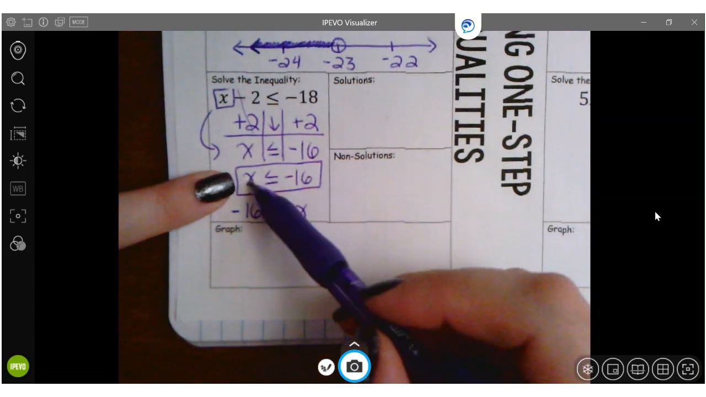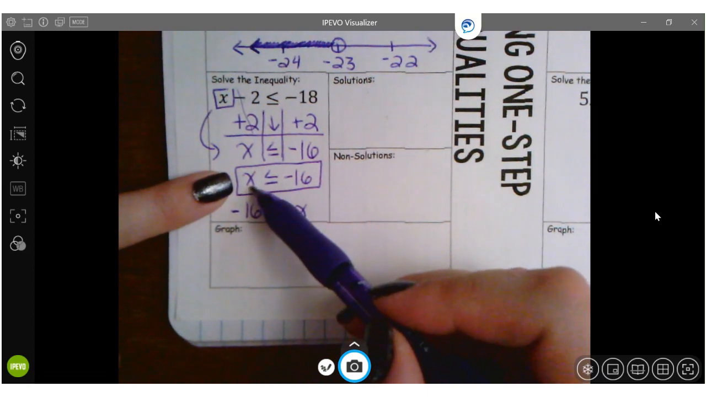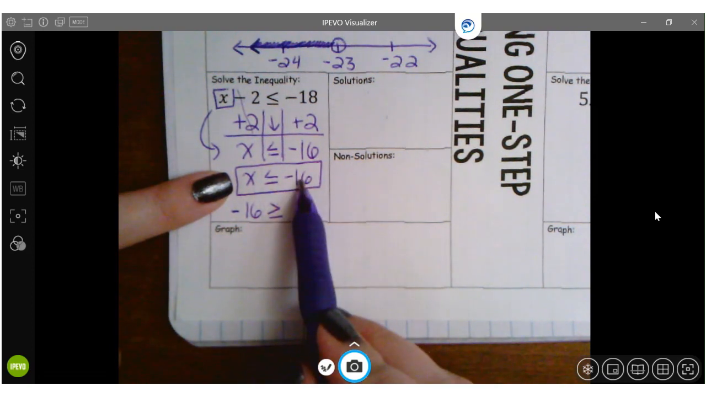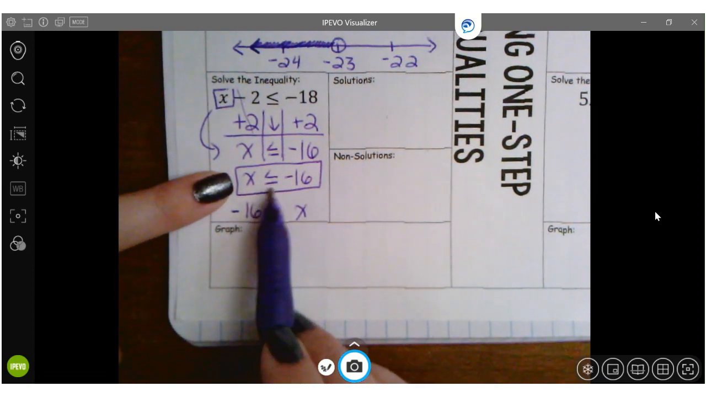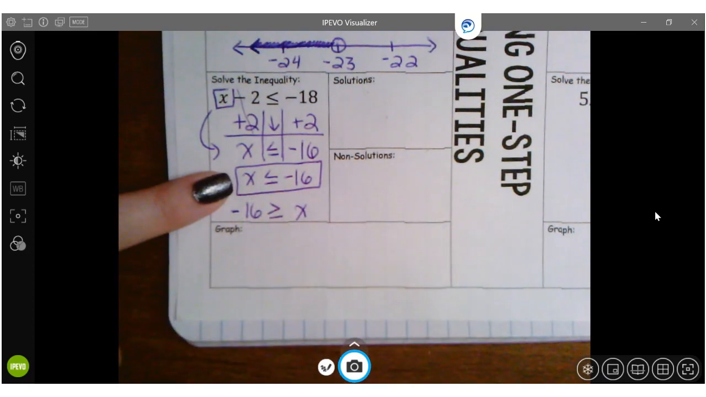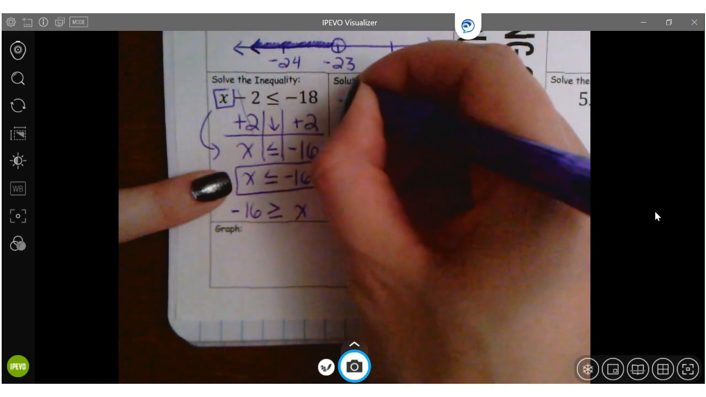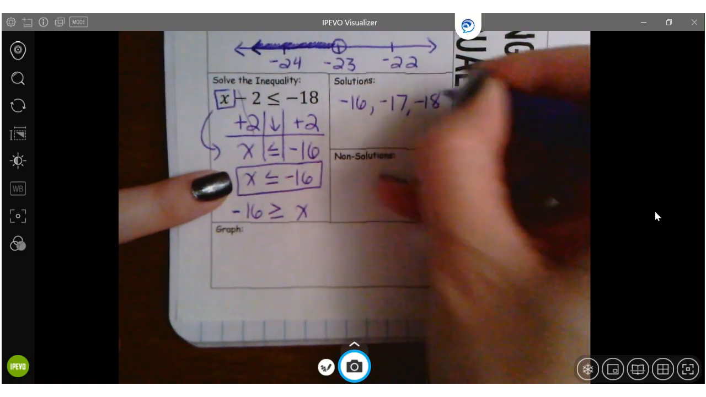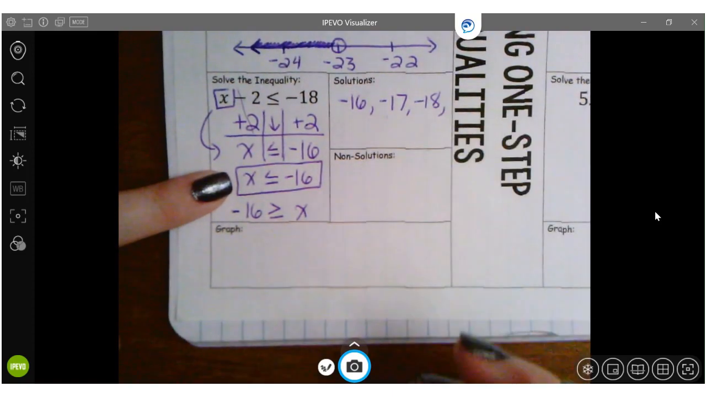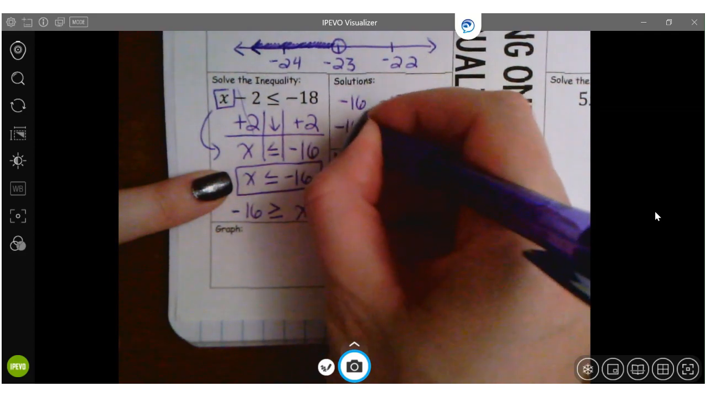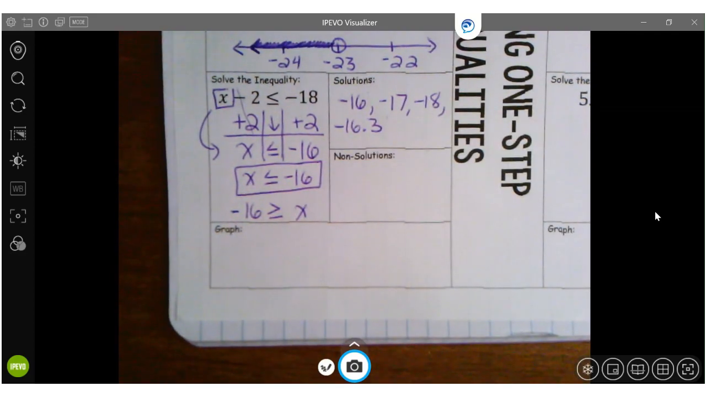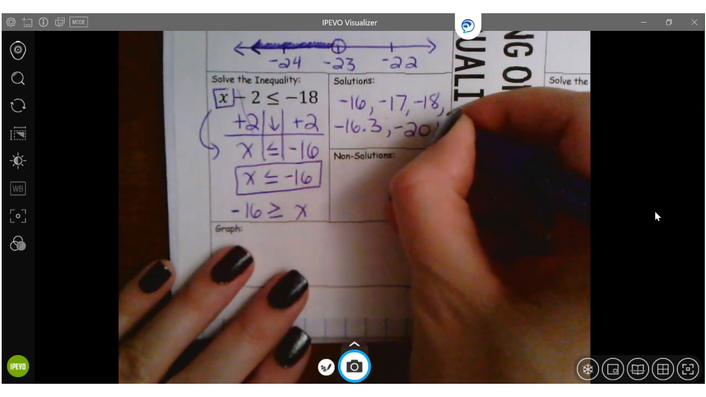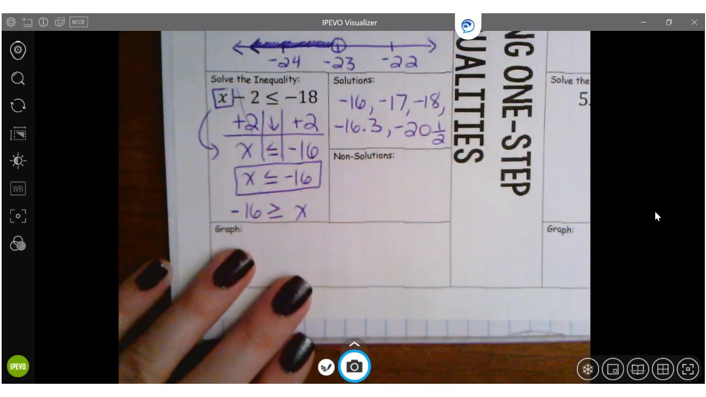So possible solutions. So I want numbers that I could put in the place of x, numbers that are less than or equal to negative 16. So first of all, I can include negative 16 in this one because there's the line under it. It's or equal to. So I can include negative 16. Numbers less than negative 16. Okay, you'd have like negative 17, negative 18. You could have something that's just a little bit less than negative 16, like negative 16.3. Or you could have something that's a bit more negative and has a fraction, like negative 20 and a half. Okay, those numbers are all less than or equal to negative 16.